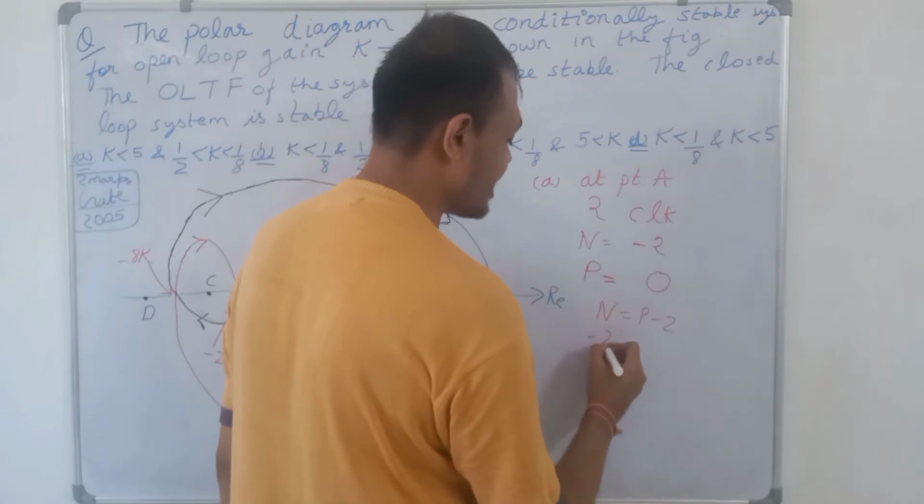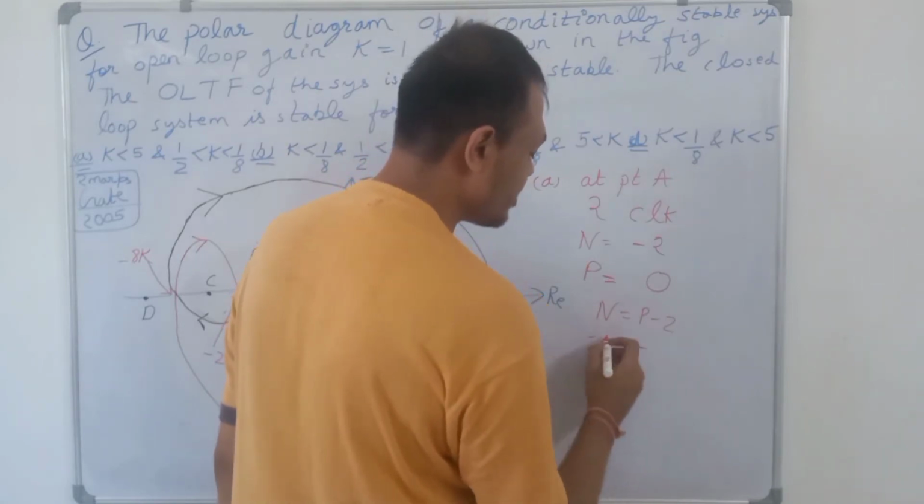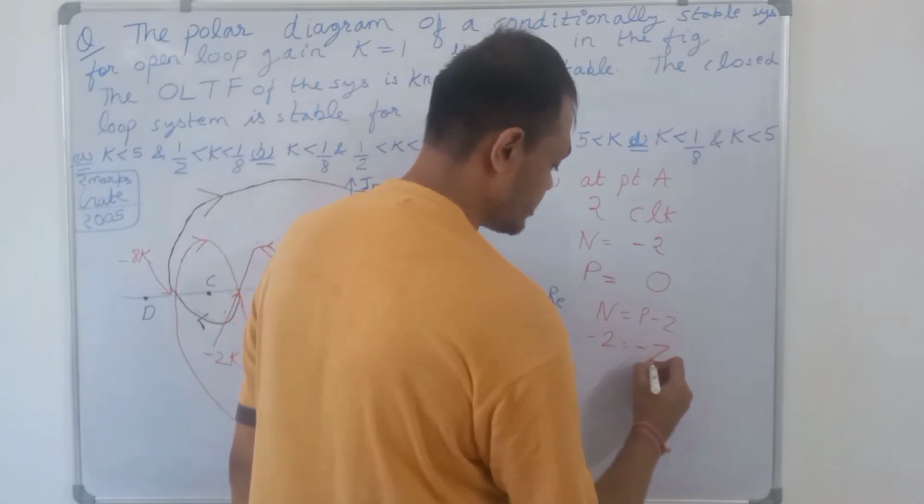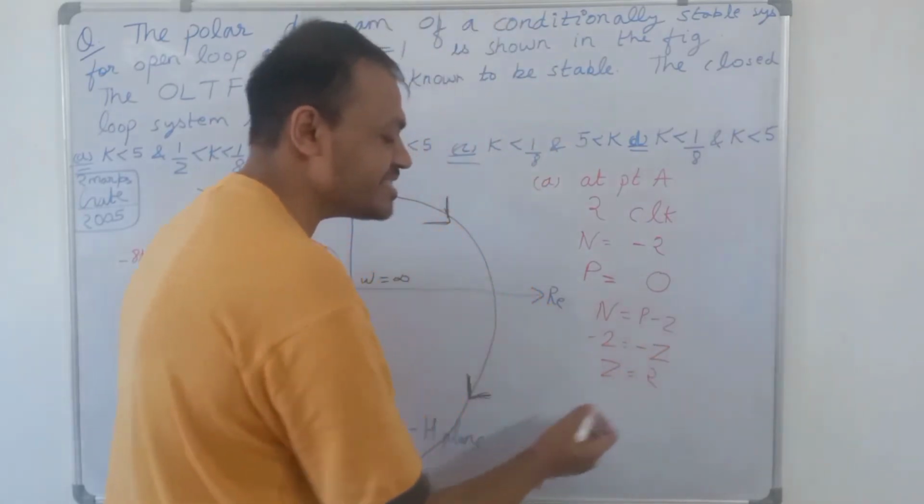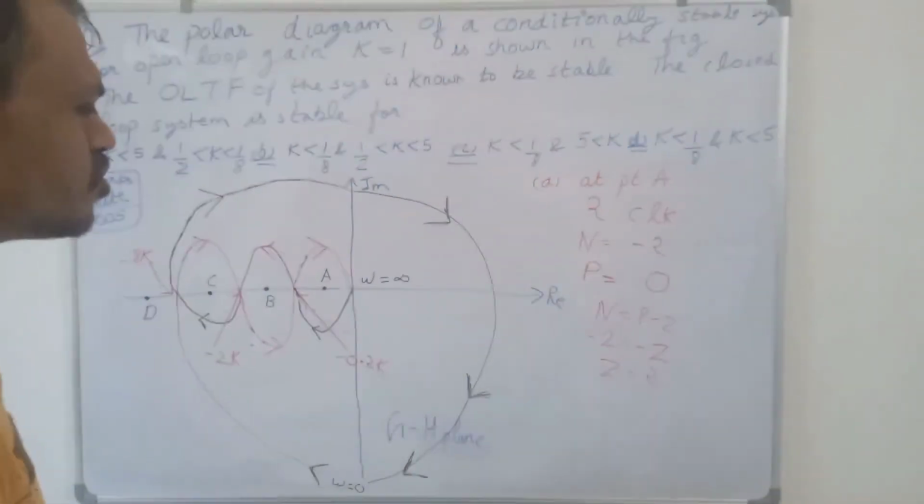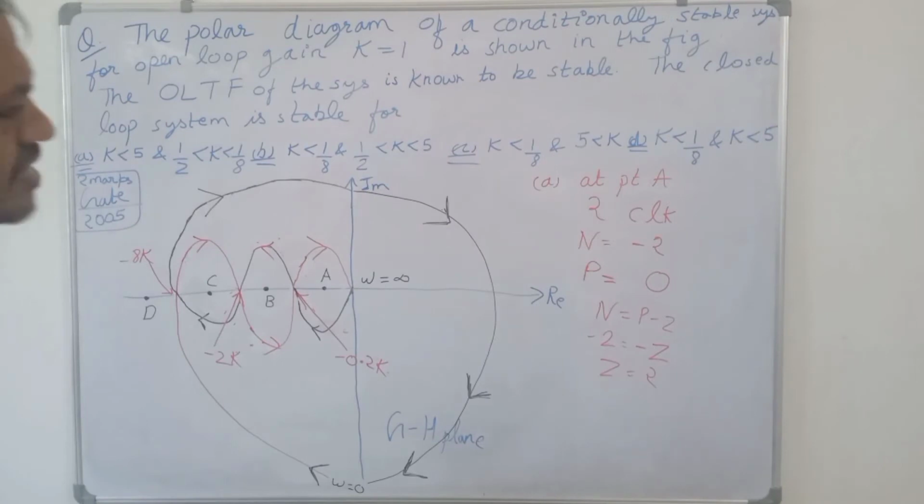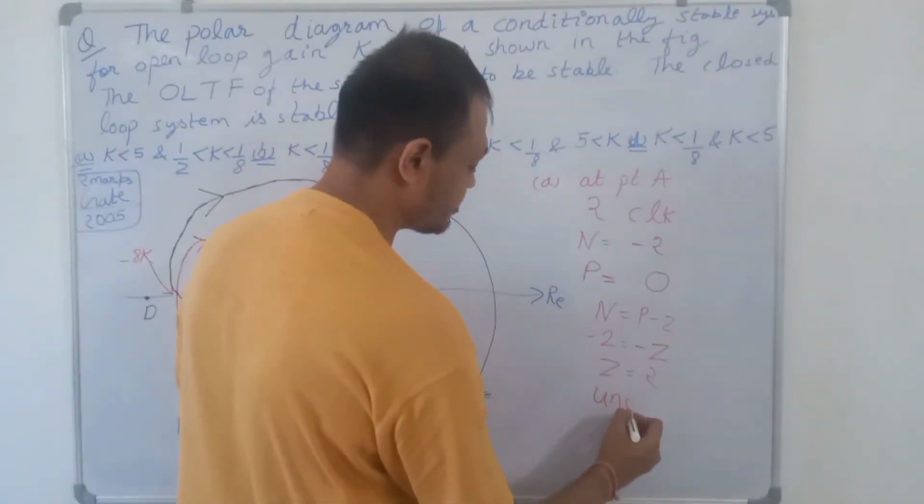So n is -2, p is 0. So -2 will be equal to -z. So z is equal to 2. It means that there are two poles in the right hand side of the closed loop transfer function. So if there are poles in the right hand side, then the system is unstable.